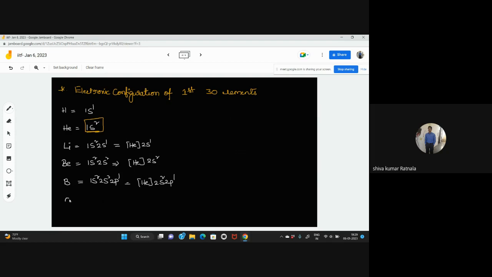Next, carbon configuration is 1s2, 2s2, 2p2. That is helium core 2s2, 2p2. Are you getting how I am writing? Okay. Next one. After carbon, what are we going to get? Nitrogen.